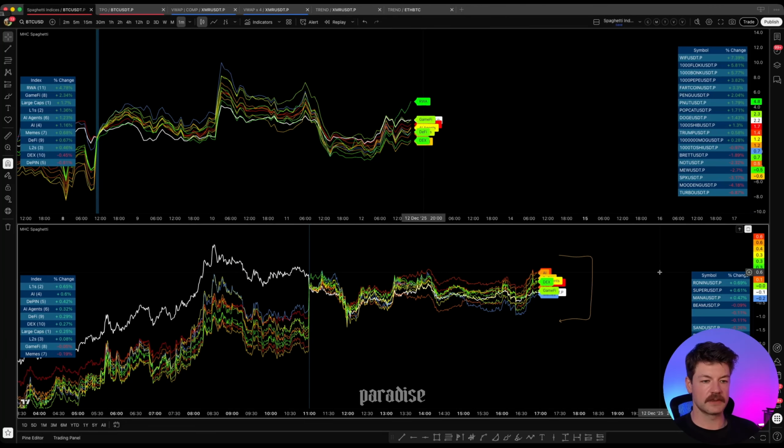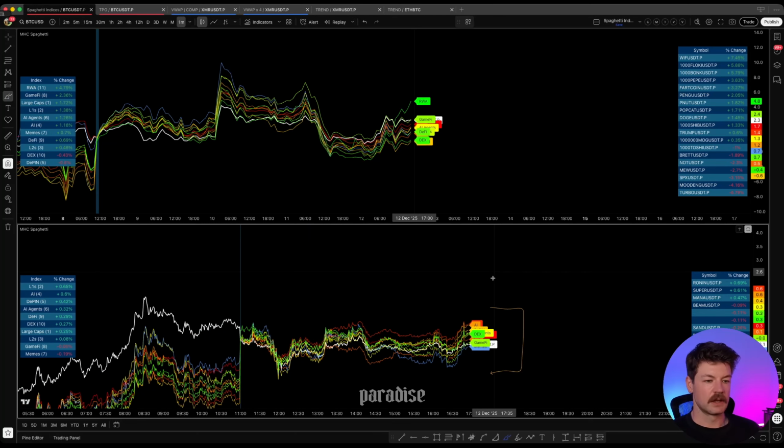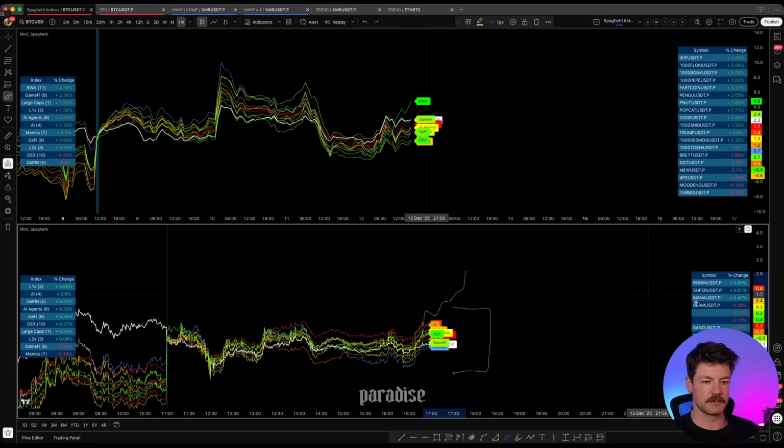I think if we do that, then obviously we get some sort of rotation into different altcoins, and we see which altcoin performs on the spaghetti chart, and then we can look to play the rotations there based on whatever shows on the right hand side for that sector.